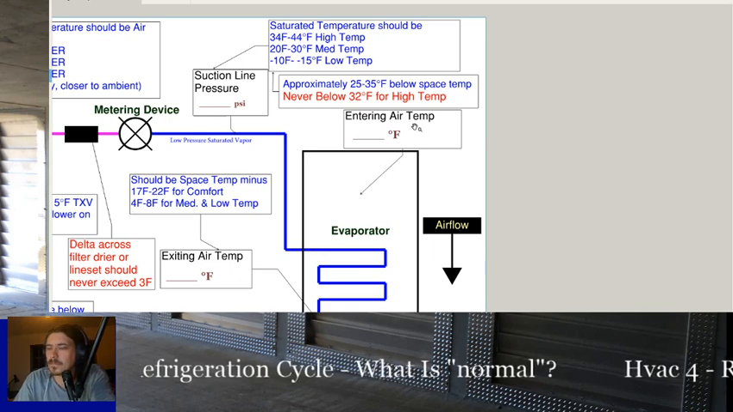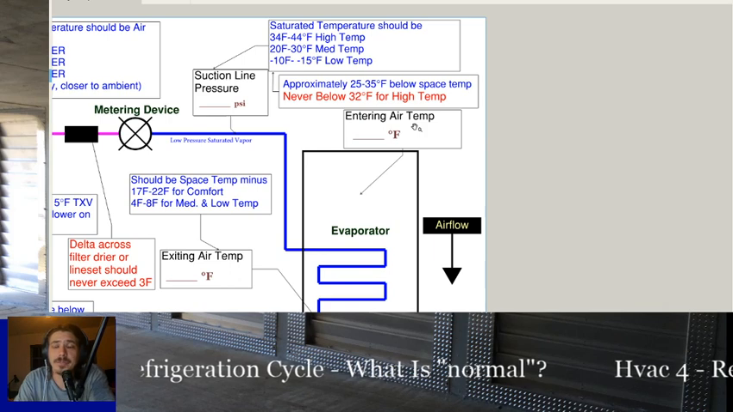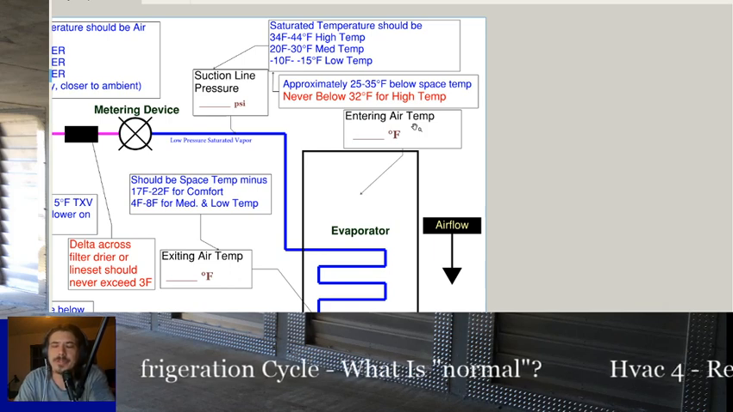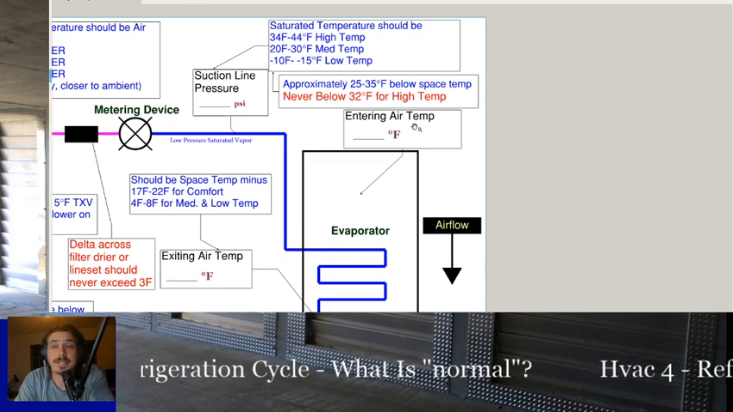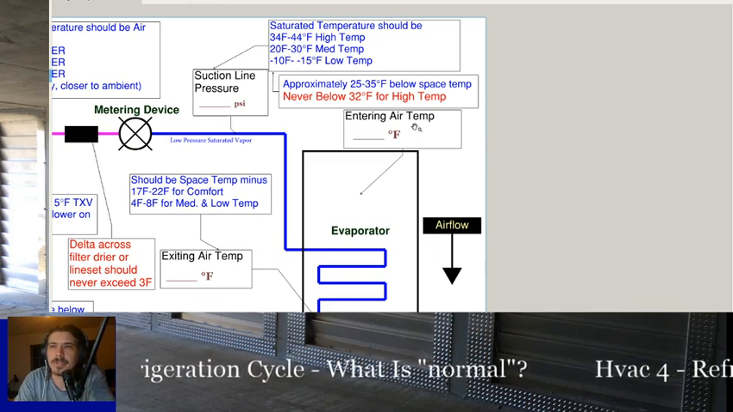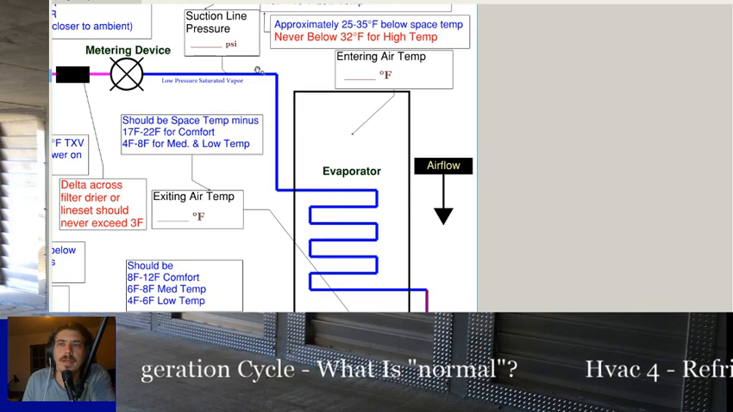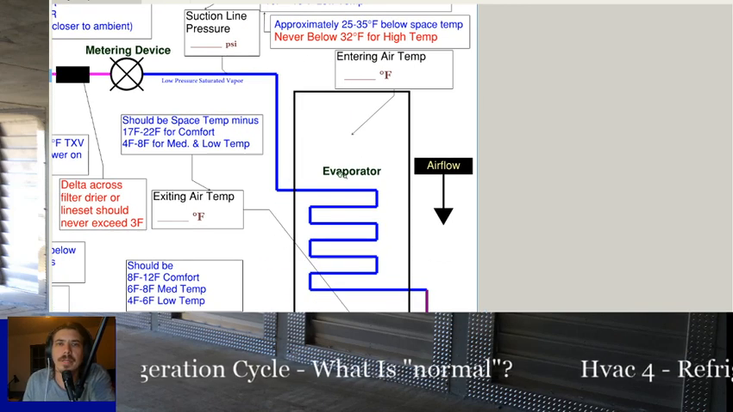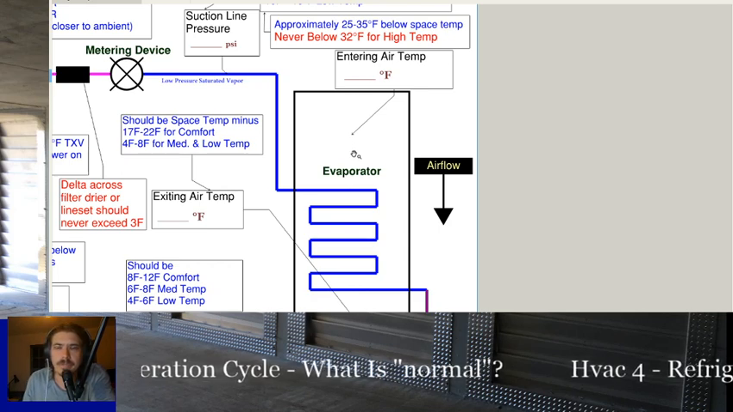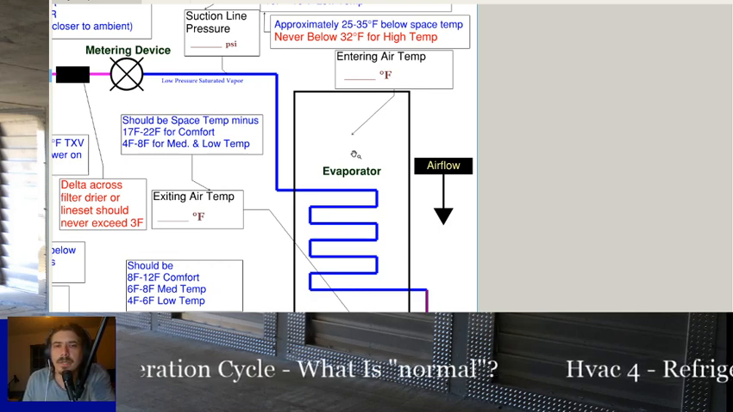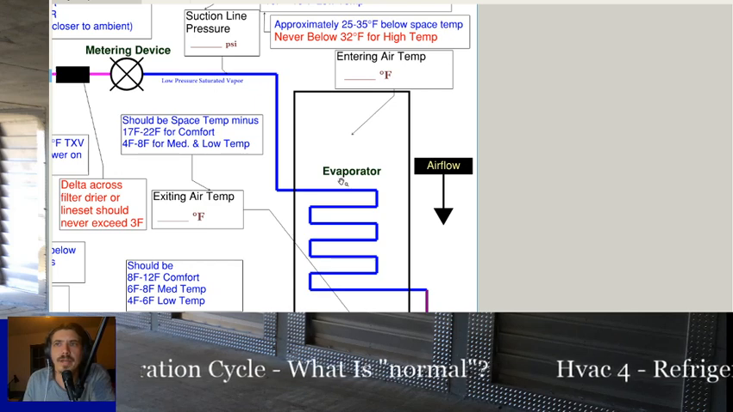Why? Well, if the line temperature or the saturated temperature of the refrigerant gets below 32 degrees, what starts to happen? We're below 32 degrees in this evaporator, and any water droplets that are in the air, which there's always some amount in the air, right, are going to start to freeze. Those start to freeze, and high temperature systems don't have any way to thaw that evaporator.